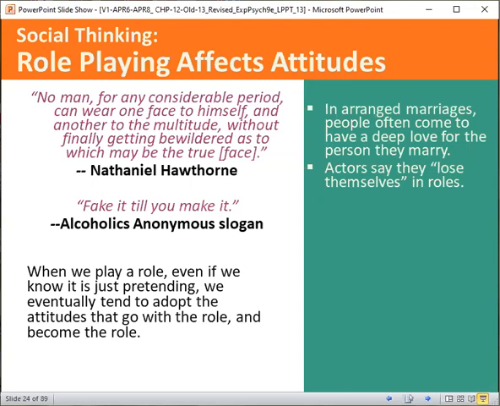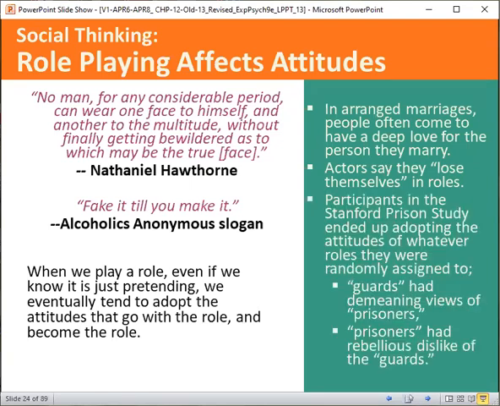Now, this leads to this classic study that was done at Stanford, the Stanford Prison Study, of which they also made a movie, by the way. Participants in the Stanford Prison Study ended up adopting the attitude of whatever roles they were randomly assigned to play. Guards had demeaning views of prisoners, and prisoners had rebellious dislike for the guards. Let me give you a really quick rundown of the prison study. So Philip Zimbardo wanted to study roles, and he made arrangements for college students at Stanford to be randomly assigned to be a prison guard or a prisoner in a study that was supposed to last 2 weeks.